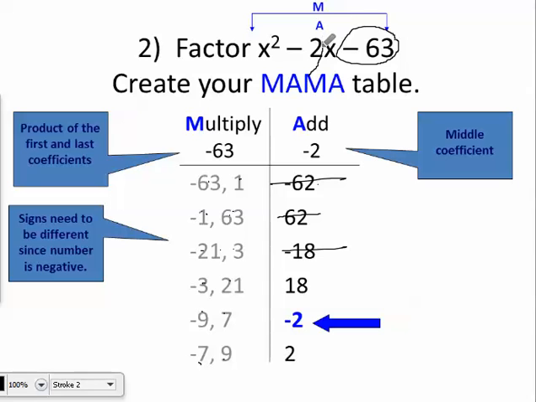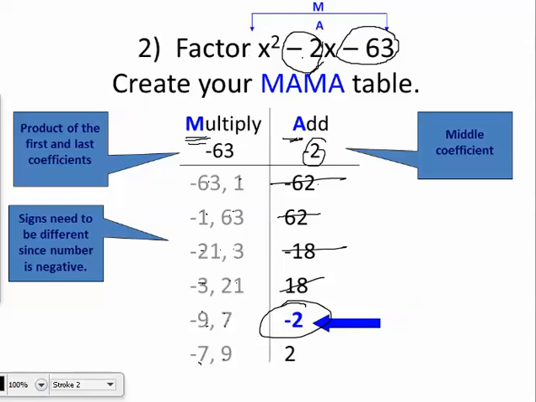This is what this other teacher, Miss Prissy, calls her mama table. I'm looking for that -2. Where did the mama come from? Ma. And you do it over again. Mama, mama, mama. Okay? -3 and 21, 18. Nope, not it. -9 and 7. That one equals -2. That's going to be my numbers.